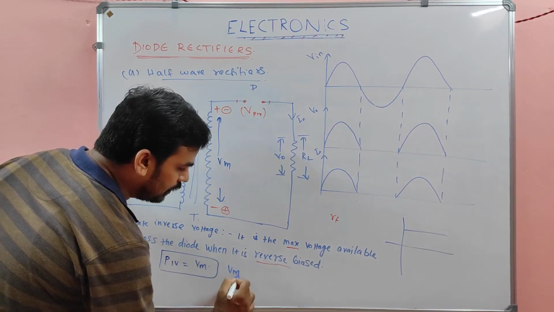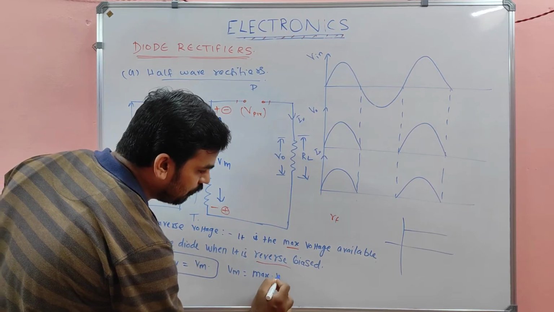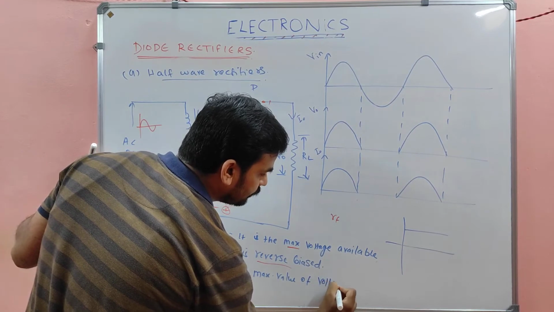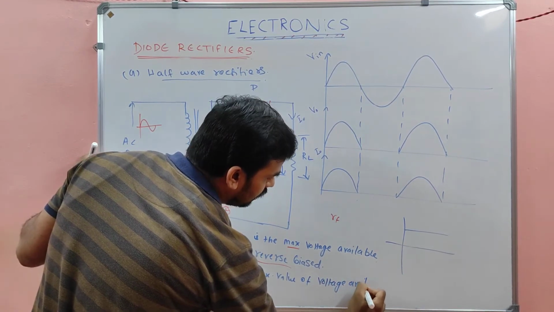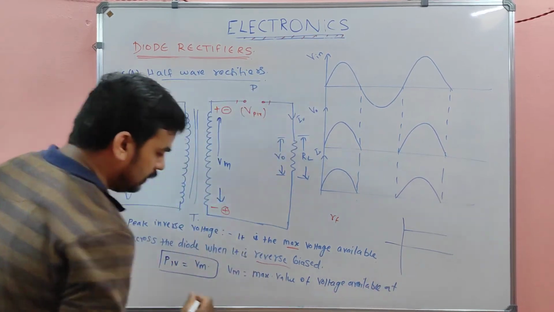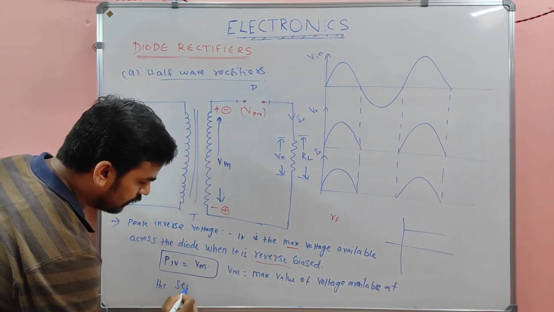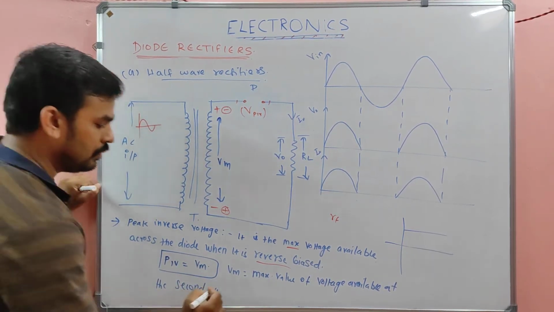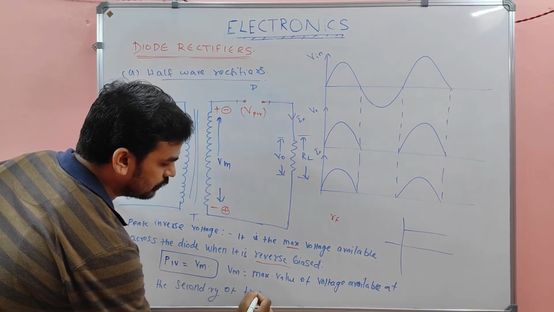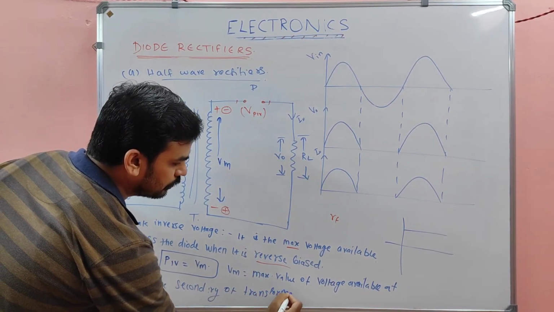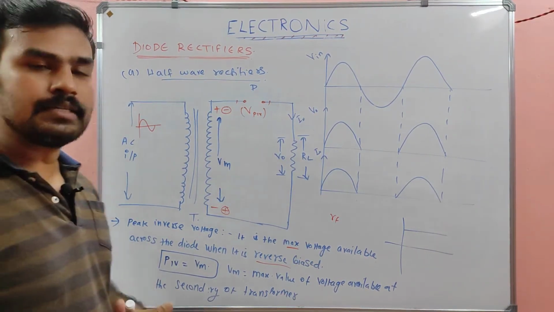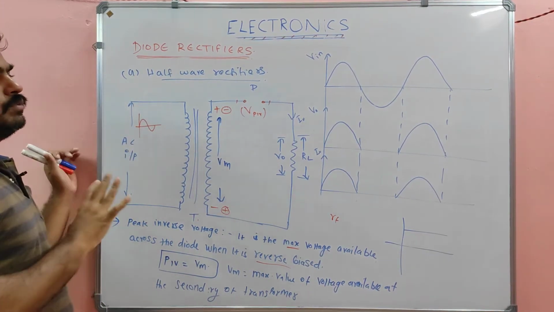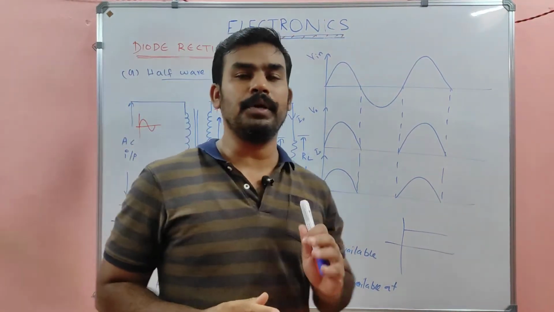where Vm is nothing but, my dear, the maximum value of voltage available at the secondary of the transformer. That is the concept of peak inverse voltage. Okay, so those are the important points you have to note from the point of view of half wave rectifier.